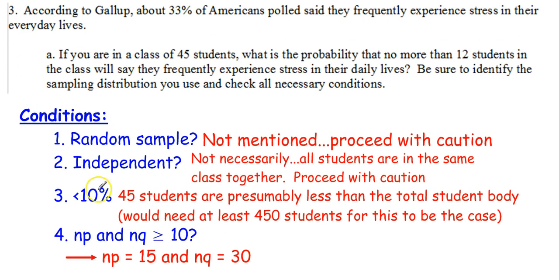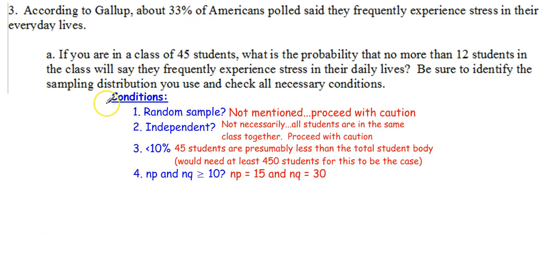Last one is, can we expect at least 10 successes and failures? In this particular case, the population proportion is 33%. We took a sample of 45, so I would expect 15 quote-unquote successes, or 15 people to say that they frequently experience stress in their everyday lives, and I would expect 30 to say that they don't. So this particular condition is satisfied.